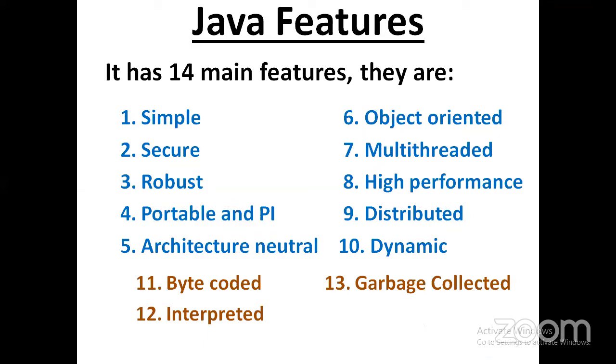Now that concept is called automatic memory management. What is that feature called? Automatic memory management. That feature is also called garbage collected. Are you understanding? This feature is called what? Garbage collected. Java is an automatic memory management programming language. It has garbage collected features.